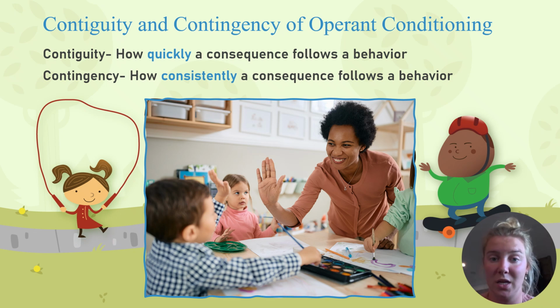So contingency refers to how consistently a consequence follows a behavior. If a student is only sometimes rewarded for raising their hand, they might get confused. But if the reward happens consistently, then the behavior will be learned more quickly. This means that in operant conditioning, behavior is the strongest when consequences are both immediate and consistent. This helps students to understand what's expected of them.